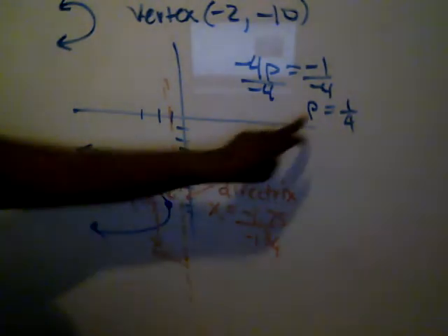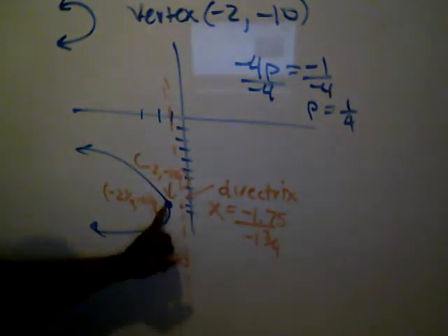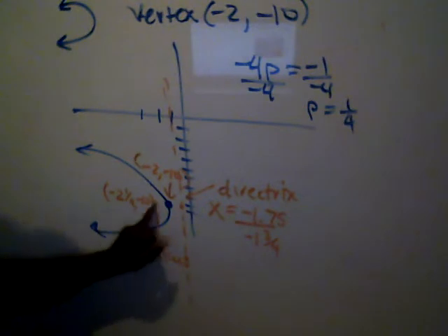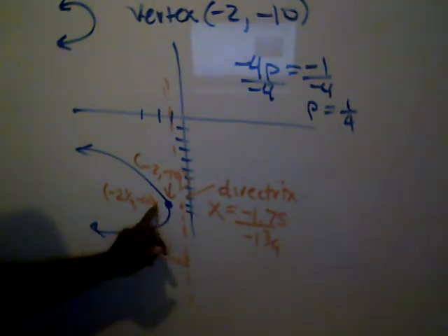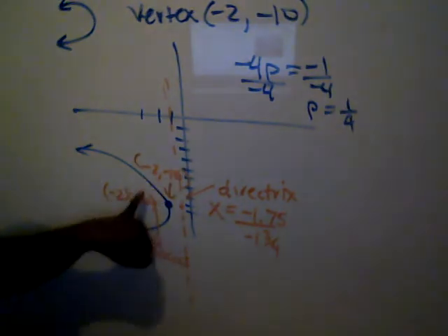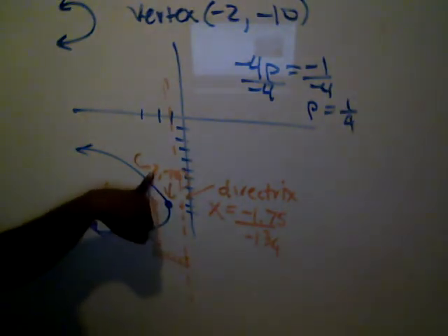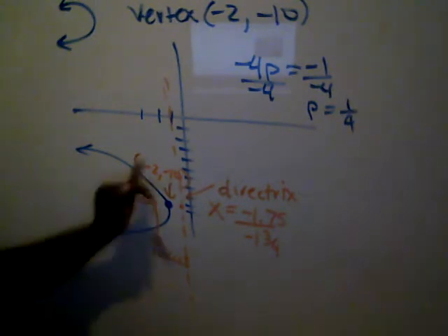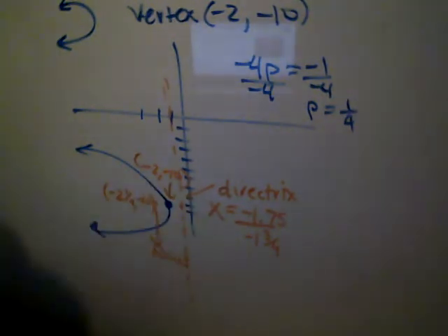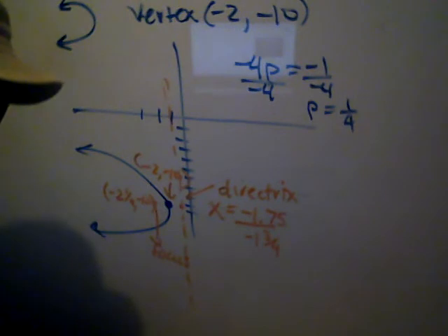So just to kind of recap, once you find your p-value, you're taking that and you're adding it to only one part of your vertex. In this case, because the focus needs to be inside of the parabola, we're adding that p-value to only the x portion of the vertex to find the focus, and then we're basically subtracting it to go back to find the directrix. Right?